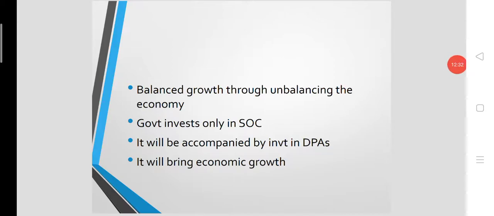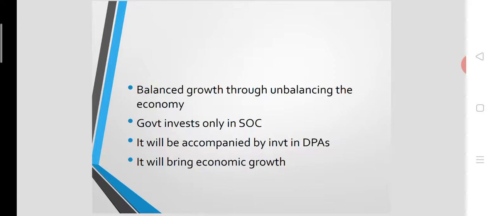So let me conclude today's presentation on unbalanced growth. We have a couple of more topics in the same theory. We will go to it in the next day. Let me conclude today's presentation. We talked about unbalanced growth theory.